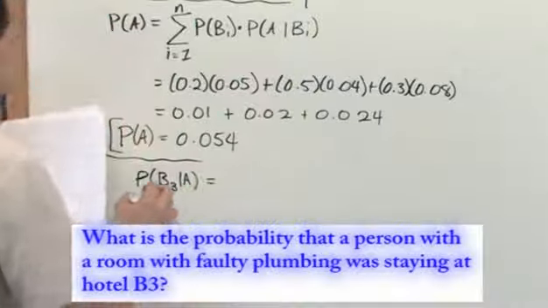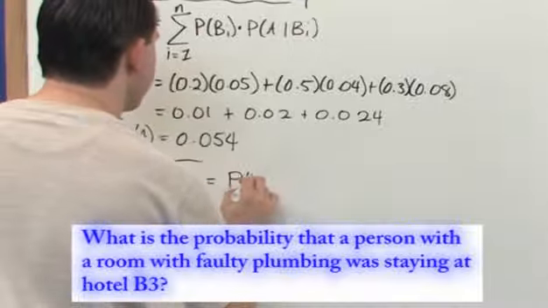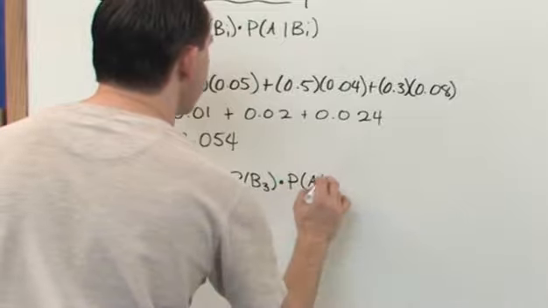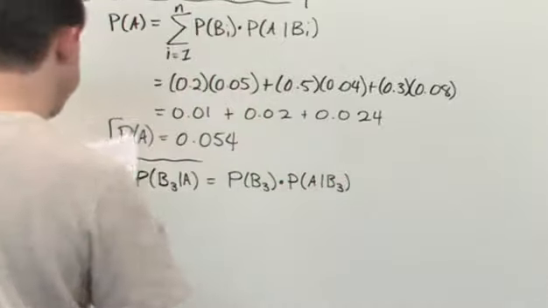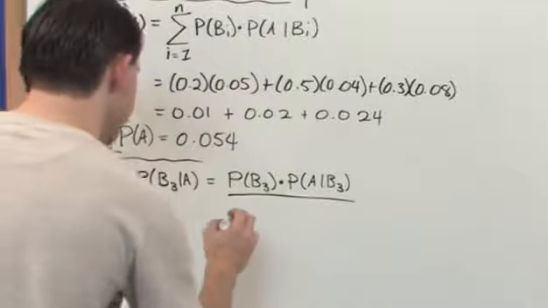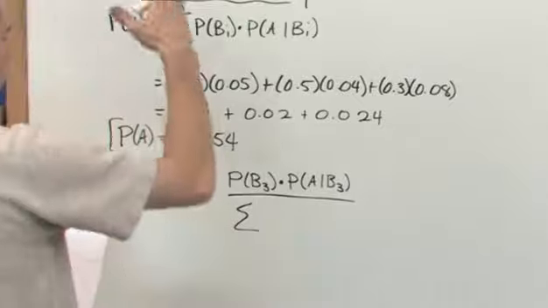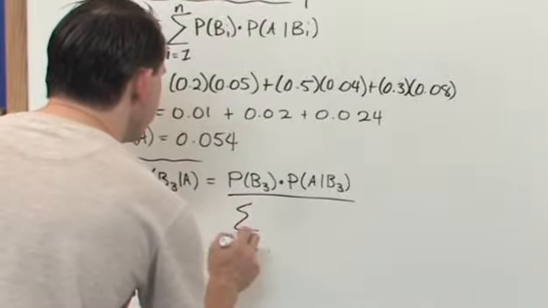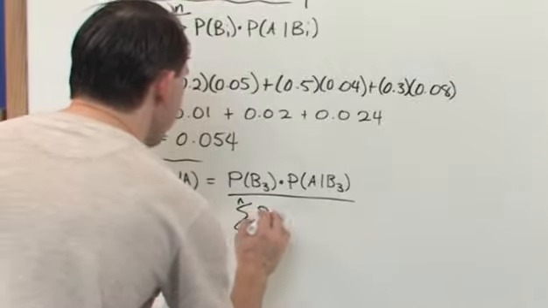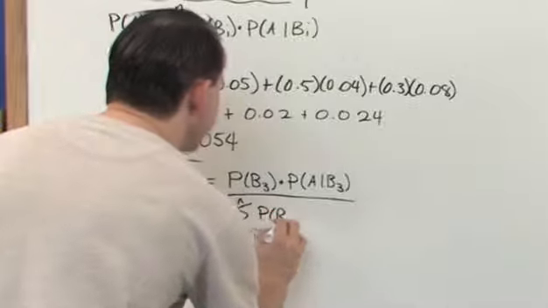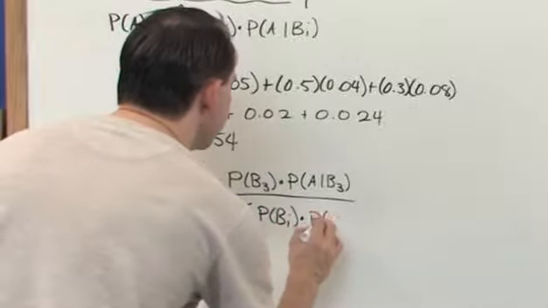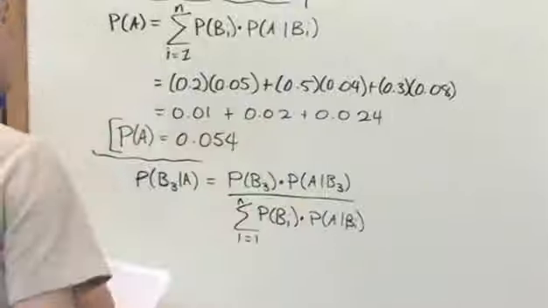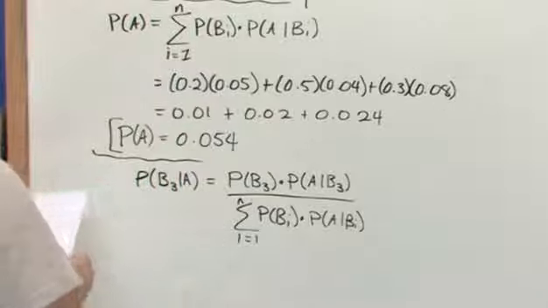And if you just go back, you'll see it. It's exactly what we did last time. The probability of B sub 3 times the probability of A given that B sub 3 occurred, divided by exactly all the different paths. The denominator is covering all different paths. The sum from i equals 1 to n of the probability of B sub i times the probability of A given B sub i. So again, we're taking our path divided by all possible paths. That's what we're doing. We're taking the ratio there.